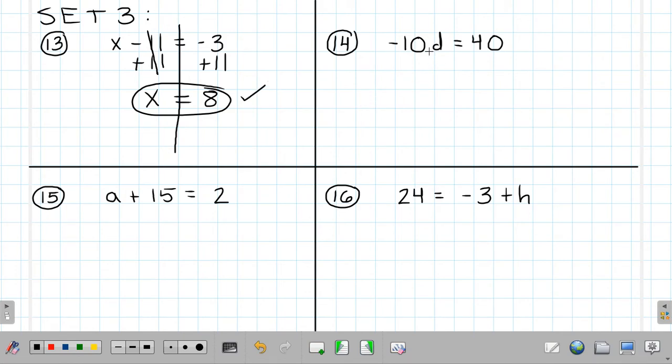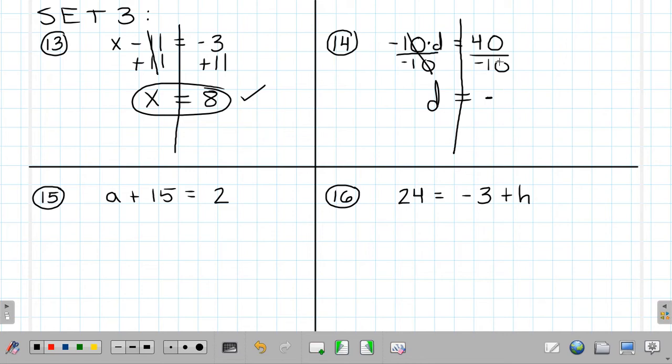Number 14, one with multiplication here, because we have negative 10 times d. That means we need to divide by negative 10. So we divide both sides by negative 10. The whole point is we want those to go away. We're doing both sides again. So if you need to draw this line, we get d is equal to 40 divided by negative 10.